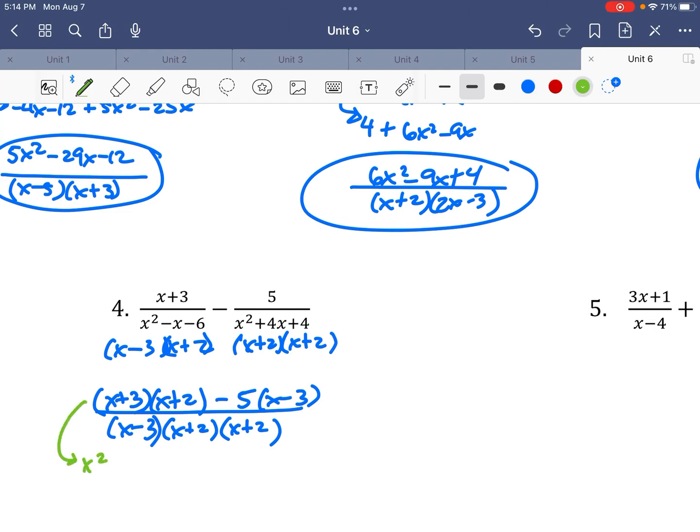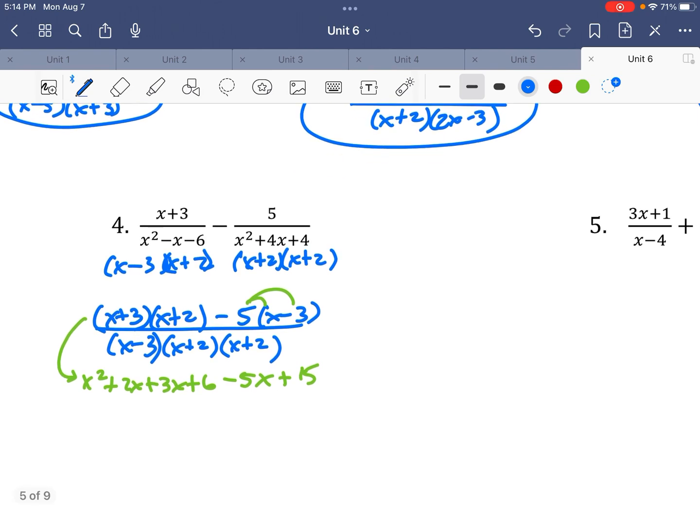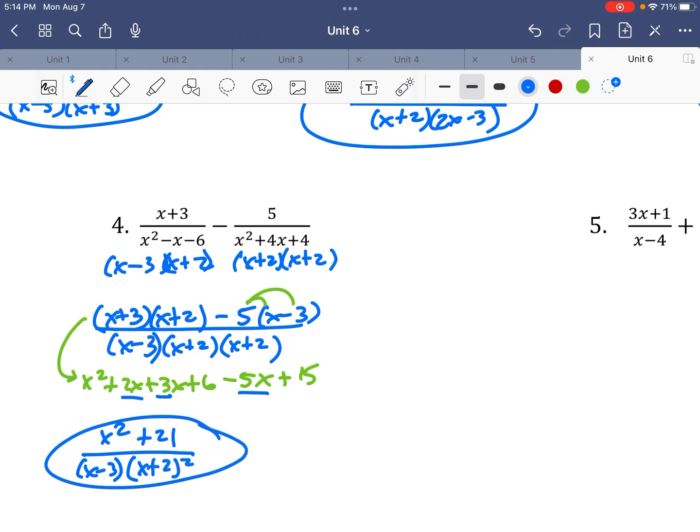So this is kind of annoying because to work this out, I'm going to have to FOIL it, but let's just do it. X times x is x squared, x times 2, so plus 2x plus 3x plus 6, and in the back, minus 5x. Now be careful, it's going to be plus 15. So when I clean that up, this becomes x squared. Ooh, look at this. 2x and 3x make 5x, and then that cancels, so that's gone. And then 6 and 15 is plus 21. So I get x minus 3, and let's put x plus 2 squared like that.